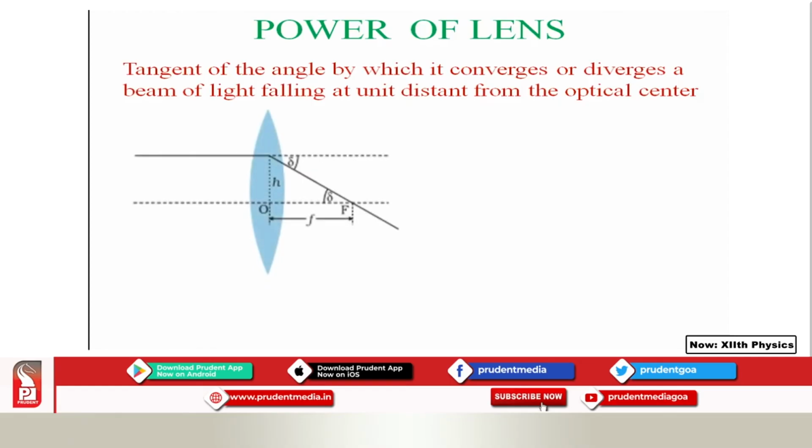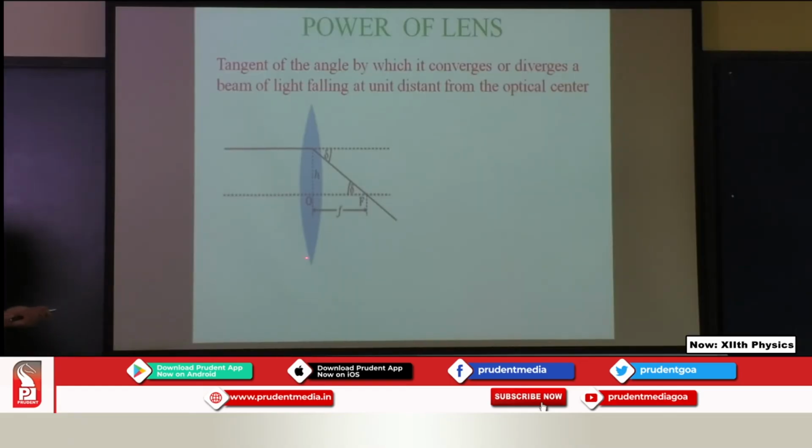So, simple figure: I have got the ray diagram, optical center, principal axis. Here is the ray coming parallel. What the convex lens does, it converges. So, it is going to move after refraction, is going to move here, right.